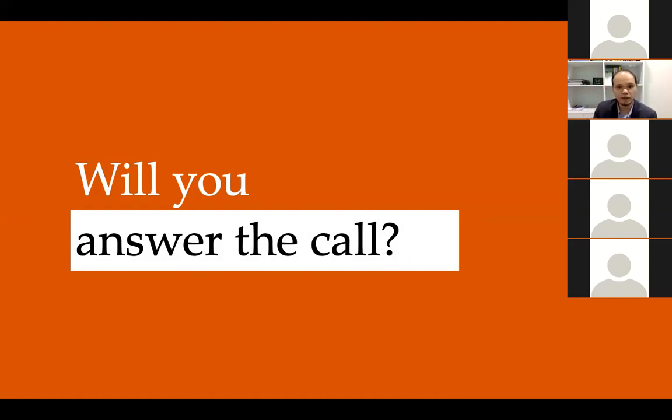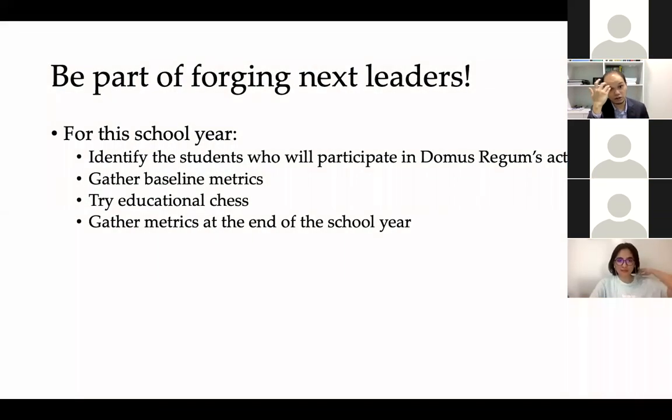And just to wrap up, I'd like to propose an idea here. For this school year, especially for FMMES, here's what we'd like to do. Let's try to identify the students who will attend the activities of the UAAP Chess Club. We'll have ways of monitoring it. And we'd like to gather some baseline metrics, maybe their grades from the previous year, just to establish the baseline of their scholastic performance.